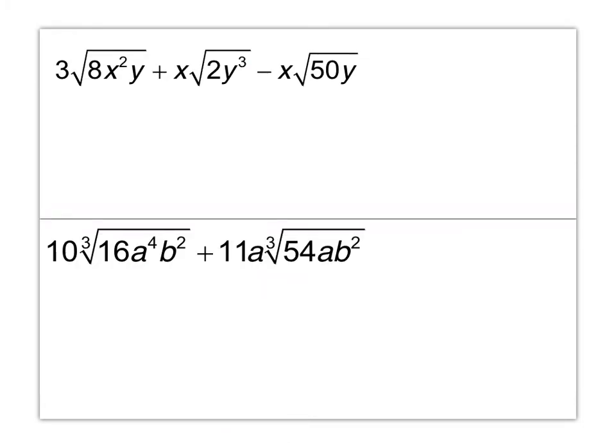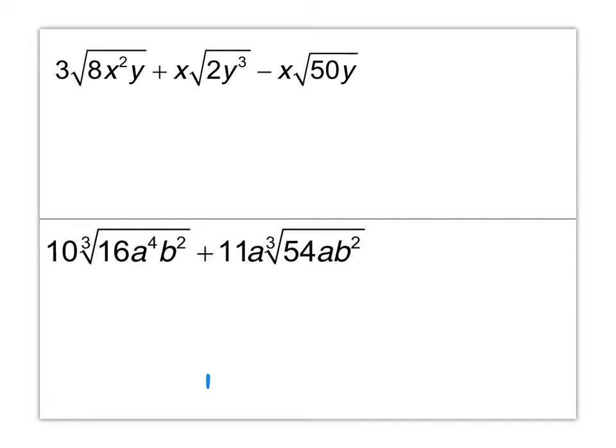Okay, for the example, on the top of this slide we have 3 times the square root of 8x squared y plus x times the square root of 2y cubed minus x times the square root of 50y. Let's see if we can simplify these radicals. As it's written, there are no like terms, but we can perhaps simplify.